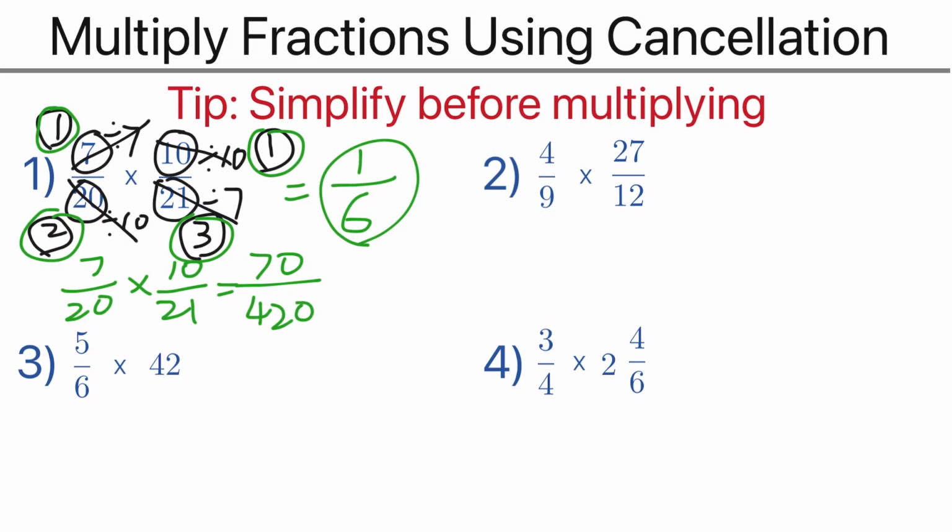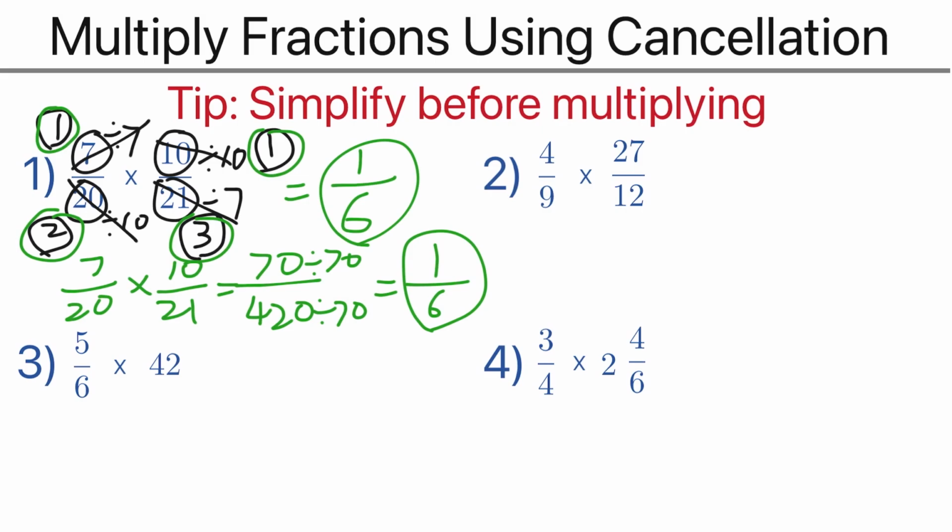And now you have to simplify these two big numbers. We can see that they are both divisible by 70. So 70 divided by 70 is 1, and 420 divided by 70 is 6. So you can see that both answers are the same. However, if we simplify before multiplying, you will arrive at the answer quicker instead of ending up with a bigger number which you have to simplify afterwards.